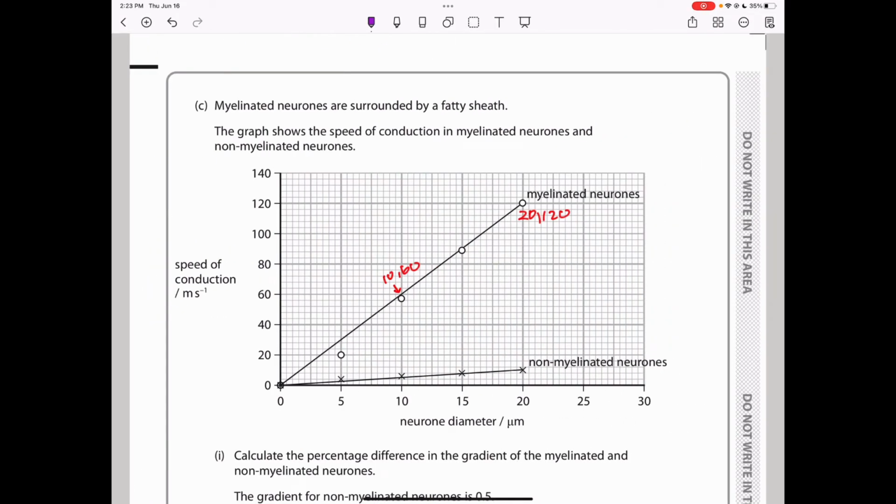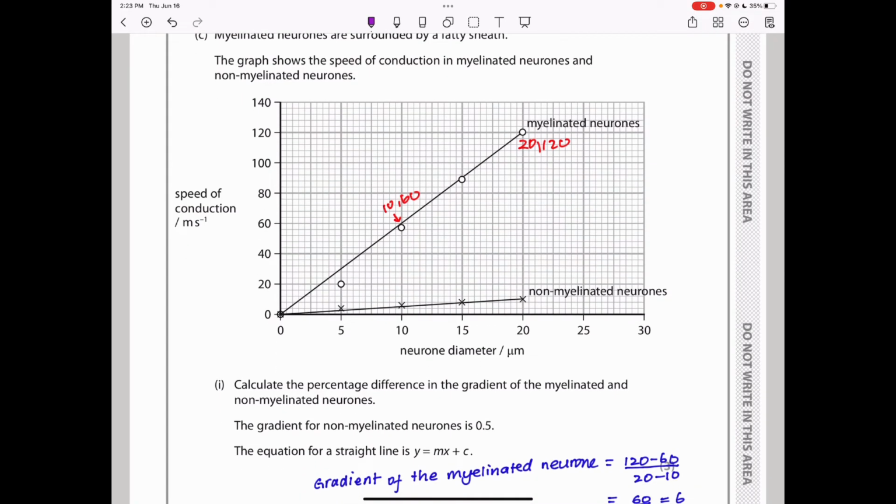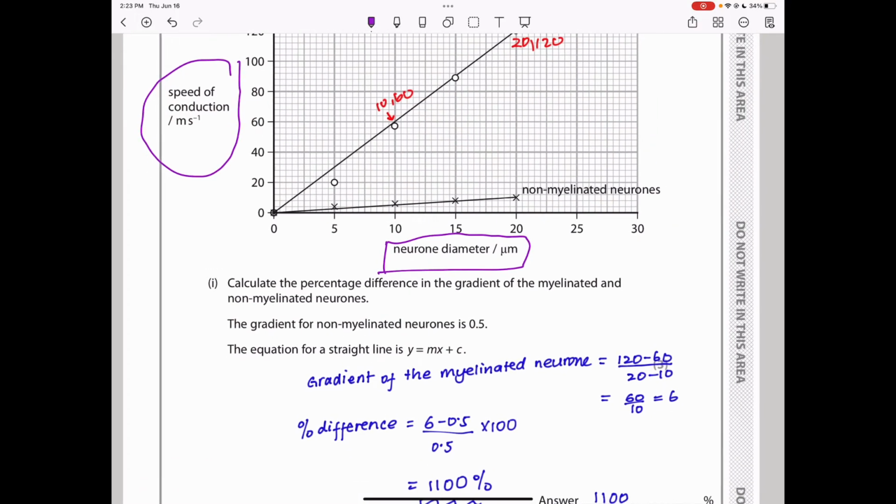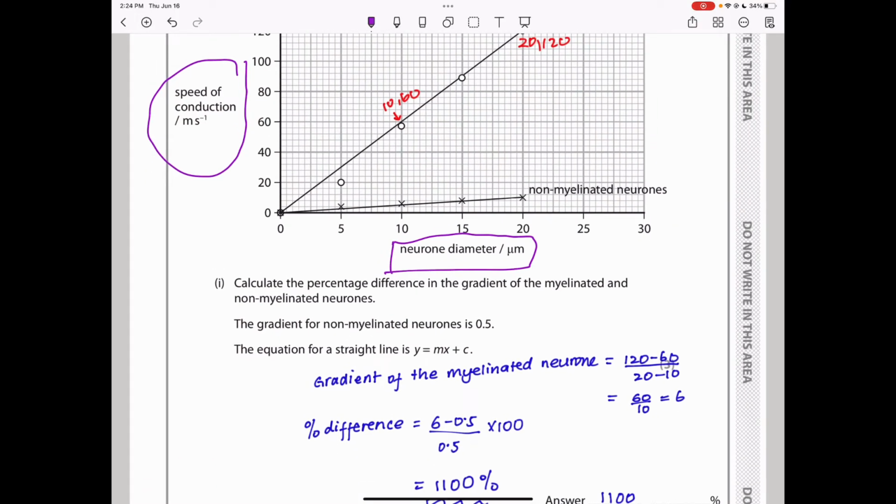So here we see myelinated neurons are surrounded by a fatty sheath. A graph shows the speed of conduction in myelinated neurons and non-myelinated neurons. We have the speed of conduction on the y-axis and the neuron diameter on the x-axis. Then we have a straight line going through them. They say calculate the percentage difference in the gradient of myelinated and non-myelinated neurons.